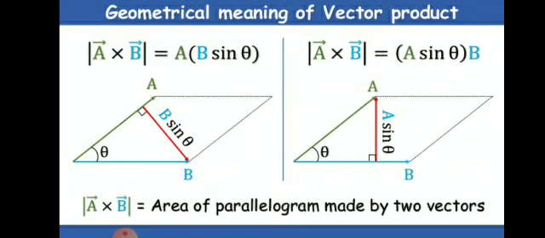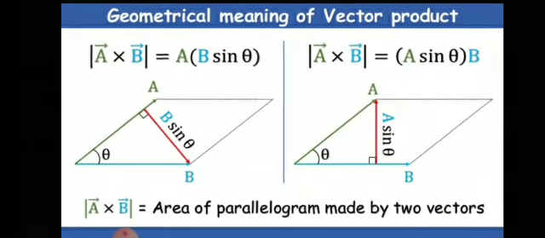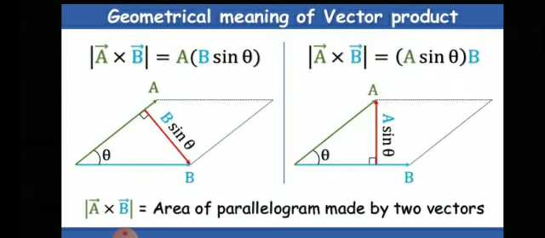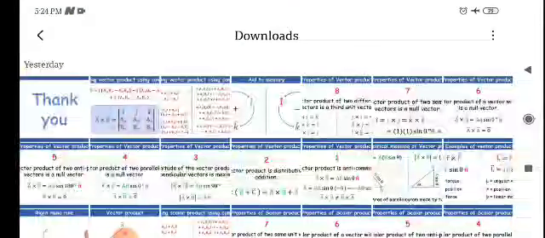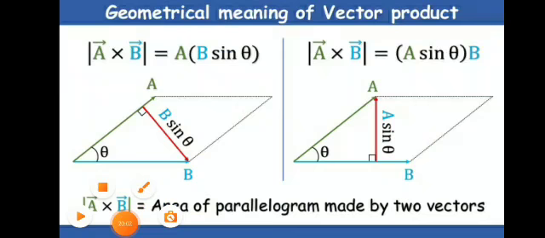Vector A cross vector B is equal to A sin theta, that into B. It depends on the projection. B sin theta. So it depends on the projection, whether it's the projection of B on A or projection of A on B.